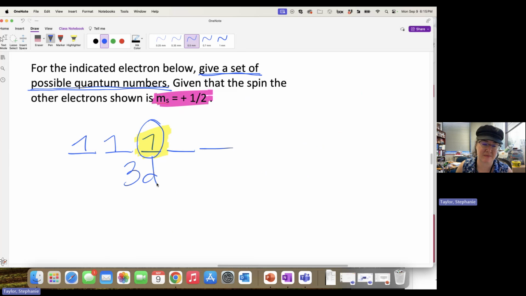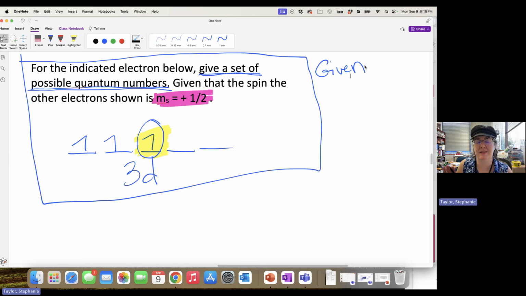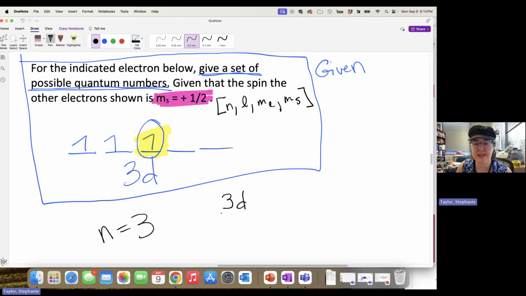So this is part of the question. Everything in the box is given information. I should also have given that the possible set of quantum numbers should be in this order, because, for those of you asking, we usually give you that order to remind you that that's what we want. Since that's my order, I want to find a value of n. Given everything in the box, my n should be equal to 3. Whenever it says 3D, that 3 is my value of n.